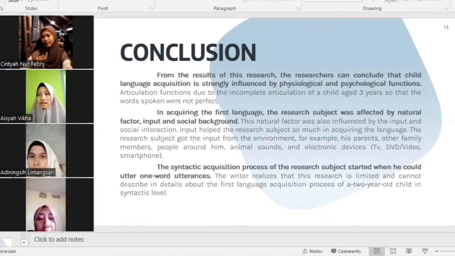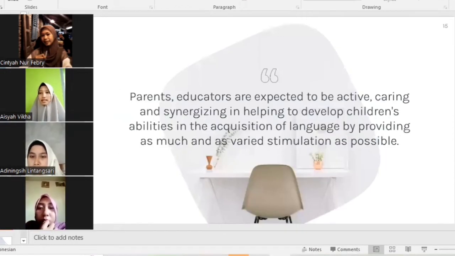The writer realized that this research is limited and cannot describe in detail the first language acquisition process of a 2-3-year-old child at the syntactic level. Parents and educators are expected to be active, caring, and synergizing in helping to develop children's abilities in the acquisition of language by providing as varied stimulation as possible. Next.